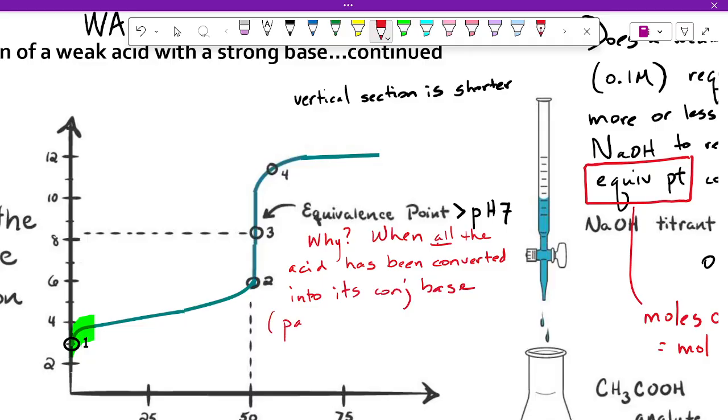It's going to be part of the salt. The weak base hydrolyzes, producing hydroxide.